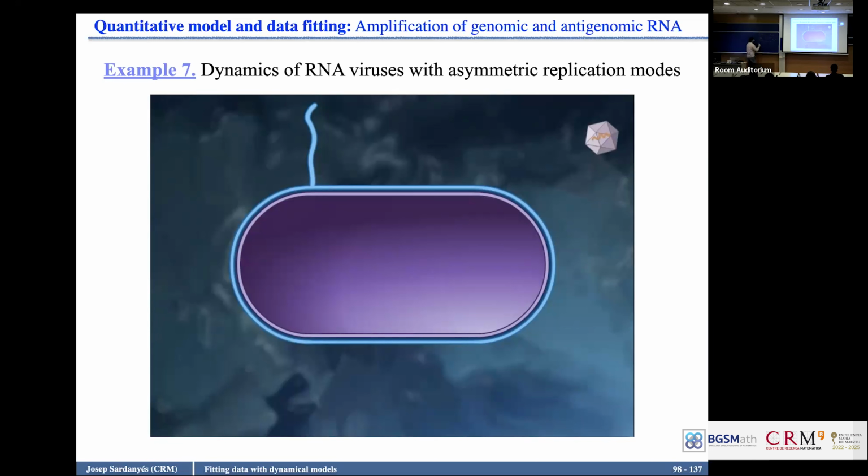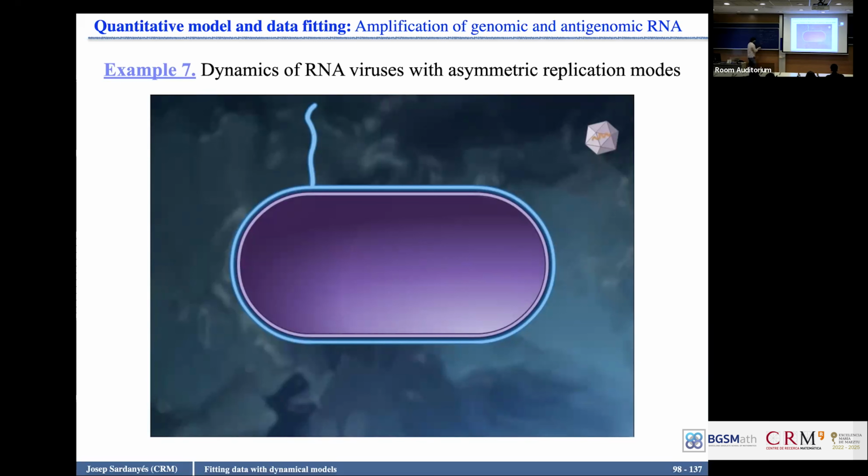These are called single-stranded positive sense RNA. But then we have other ones that, for example, carry negative sense RNA. These are also called genomic RNAs. We'll explain the differences between these. This is, for example, Ebola virus, which is a very dangerous virus because it's very virulent.